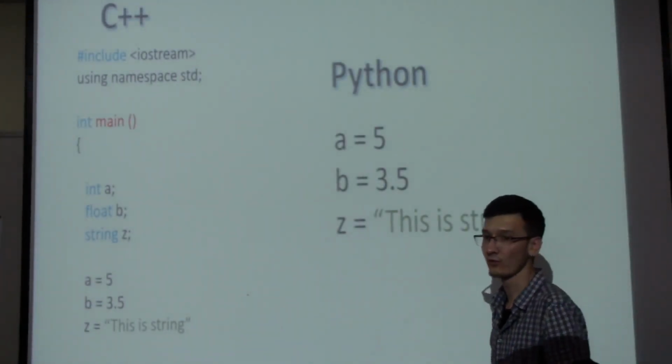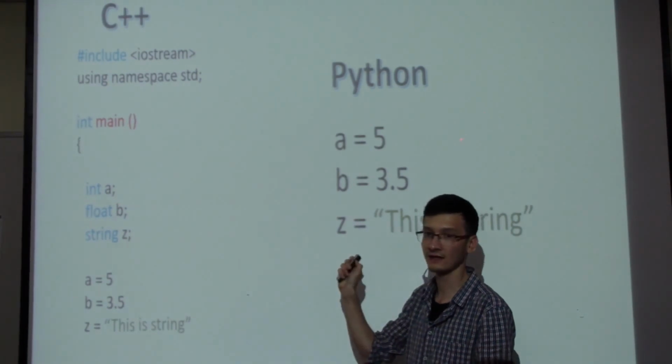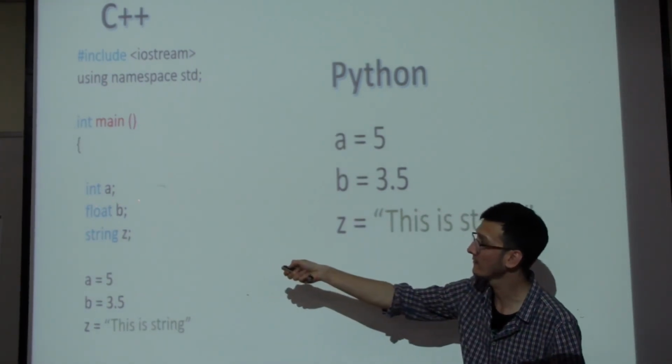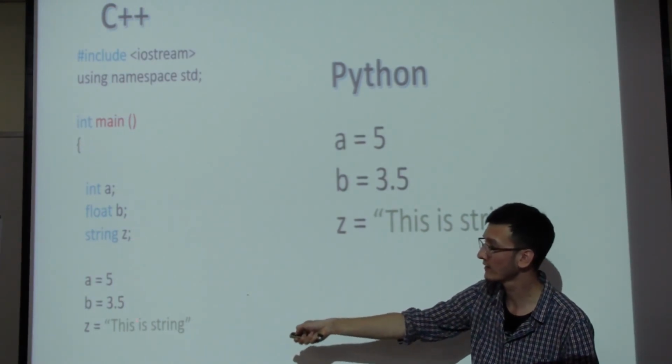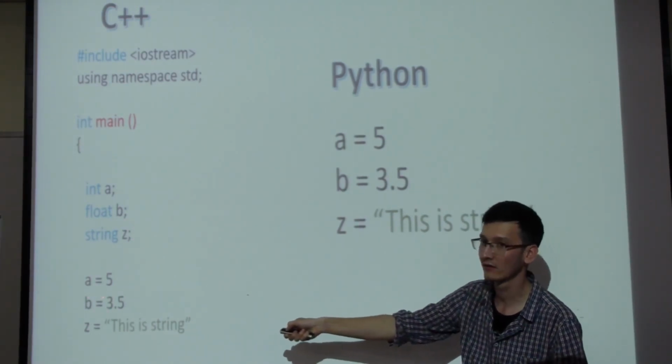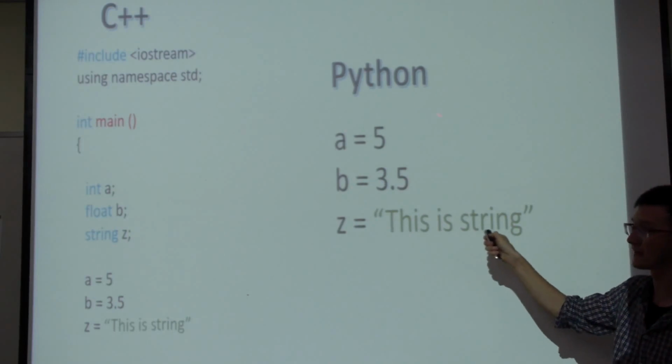Now we are creating variables in C++ and in Python. Integer A first, float B, string Z. That's all. Then we can use them here. Then here we just write like this.